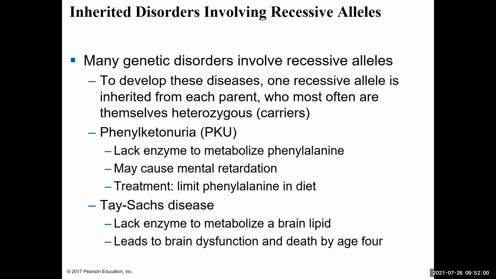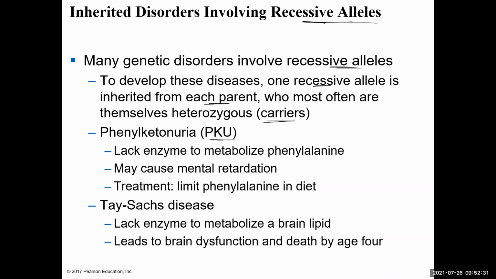And now a lot of disorders that exist are revolving around recessive alleles. A lot of genetic disorders come from being homozygous recessive. So if you have that disease, then you have to get one recessive allele from each parent. And so those parents are carriers. They don't show symptoms, but they are able to give an allele. And then if the offspring has an allele from each parent, then they get that disease.